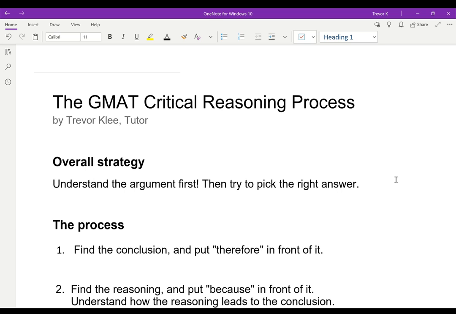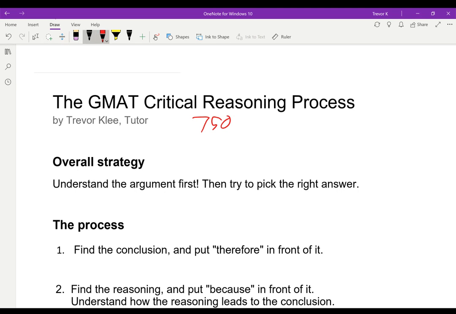So a bit about me, I scored 750 on the GMAT. I also scored 47 V on verbal. And as you can probably guess, I'm a GMAT tutor, and I've helped a lot of students score 40 plus on their own verbal sections. So this is something that I know quite a bit about. And so I want to talk about my critical reasoning process.